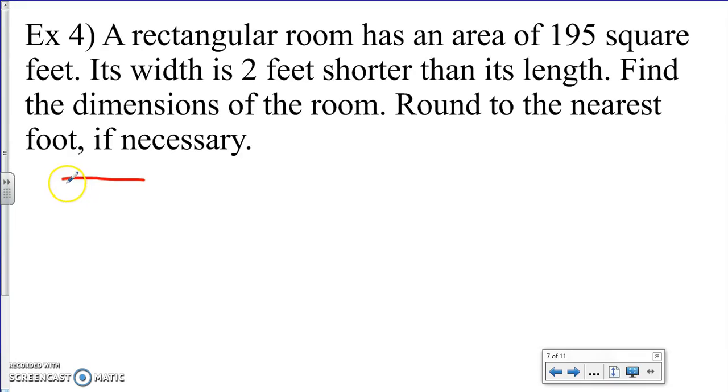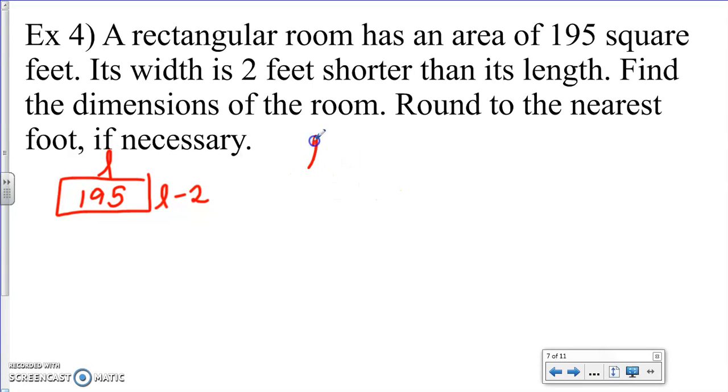Easiest thing to do, start with a diagram. Its width is 2 feet shorter than its length. I like to use capital or cursive L's for my L's so they don't look like ones. So that's what that is there. Its width is 2 feet shorter than its length, so my length minus 2. Area is 195. So we're going to go ahead and set this up.